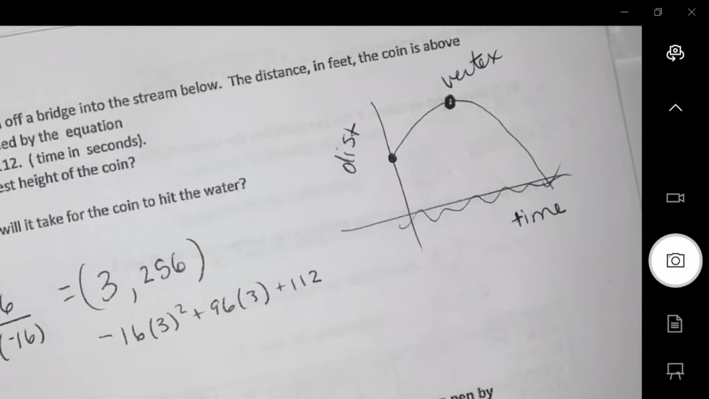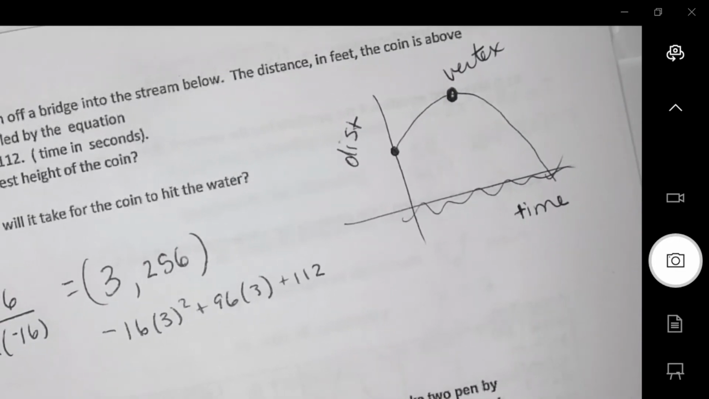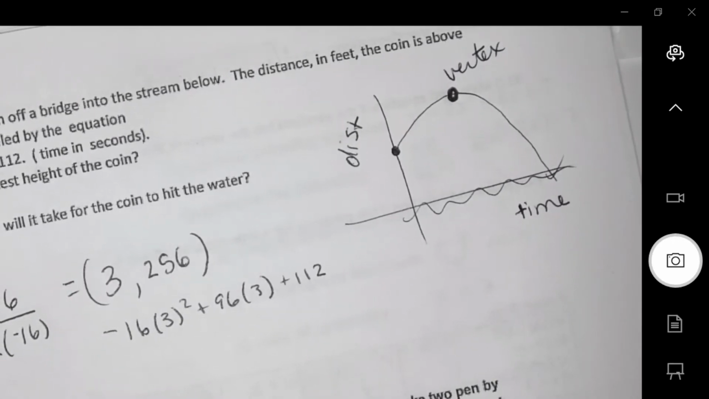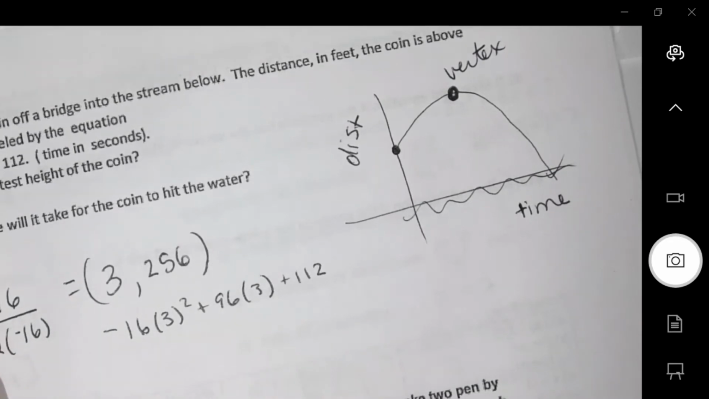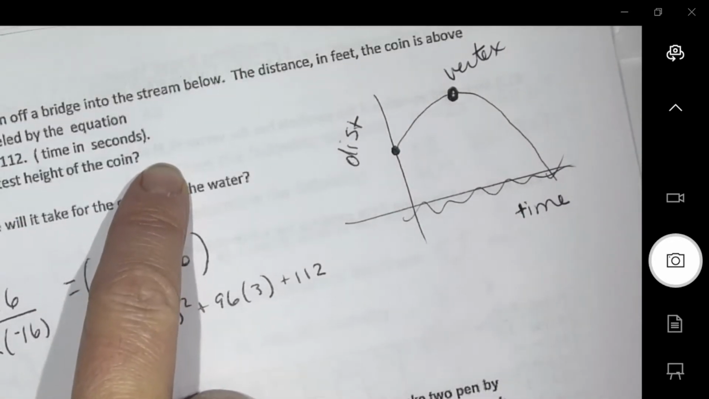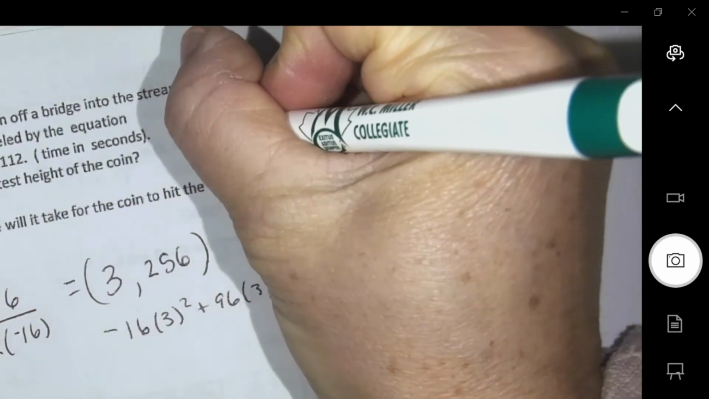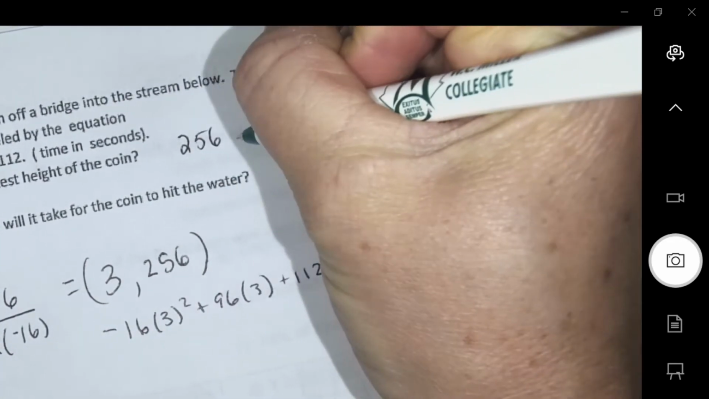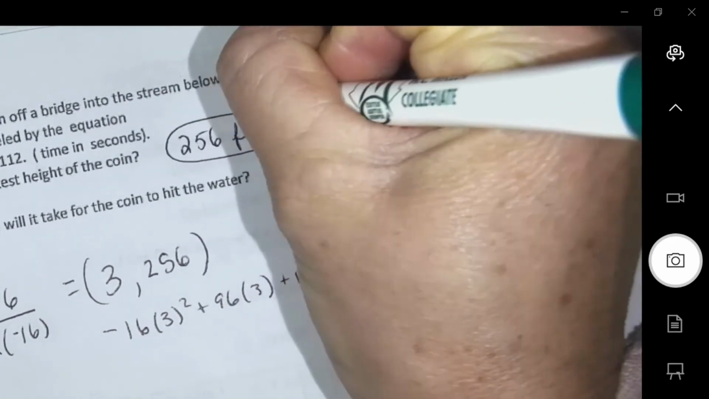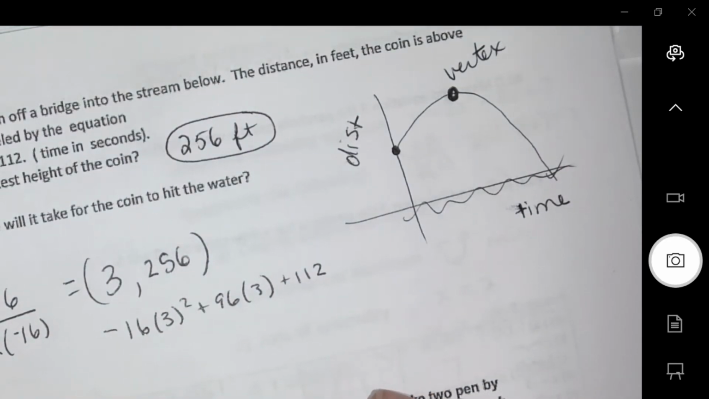Okay, 256. Anybody match that? That was good. So actually, how do I answer this? I haven't answered it. I've done the work. The answer's on my page, but how do I answer? What is the greatest height of the coin? So 256 feet. Okay, you have to answer which part is which.